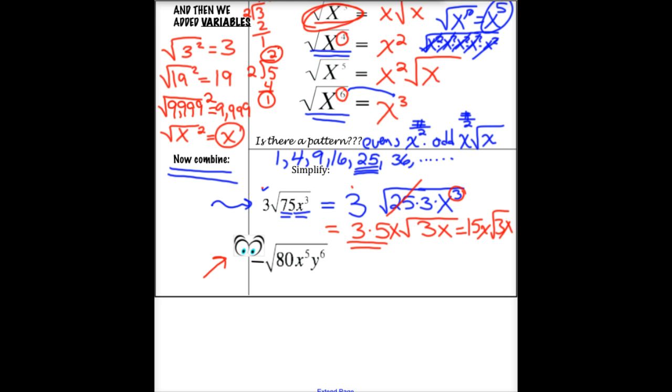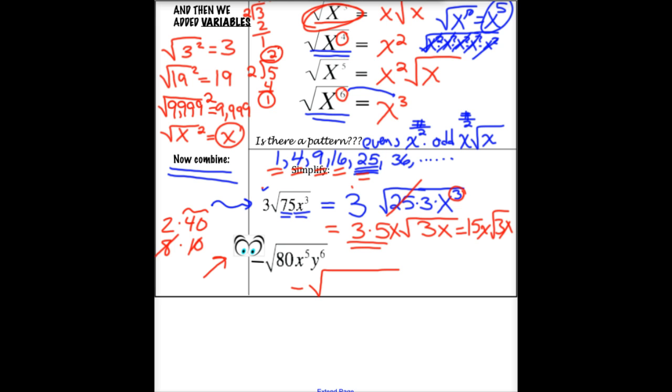All right, I put up a set of eyeballs on here because root 80 you kind of got to be careful of. You need the biggest perfect square that goes into 80. So if you're thinking 2 times 40, no go, because this still has a 4 in it. If you're thinking, well, I'm going to do 8 times 10, no good, because these aren't perfect squares. So we're trying to find the biggest perfect square hiding out in there. Which one of these goes in?